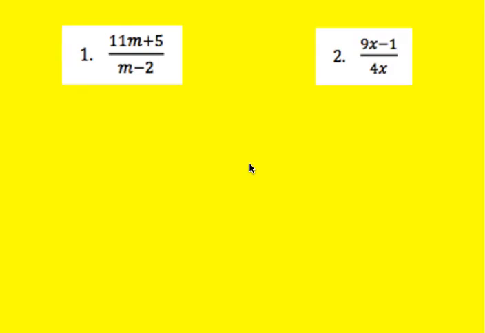Going to be doing Unit 9 Quiz 2 review. So we're going to be looking at the stuff you need to know to take that Unit 9 quiz. So first of all, the first 6 questions ask you to find the excluded value.